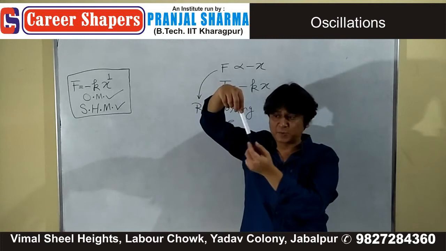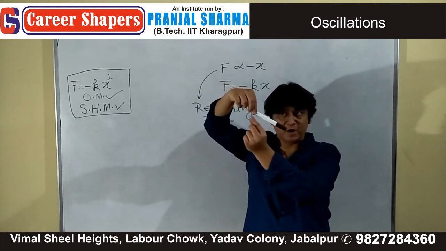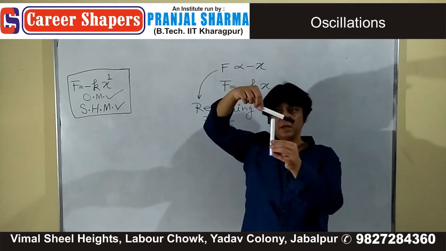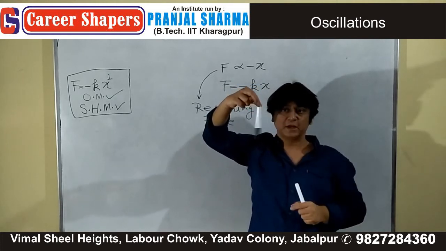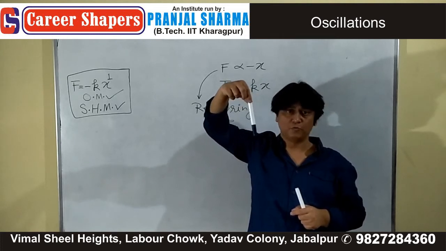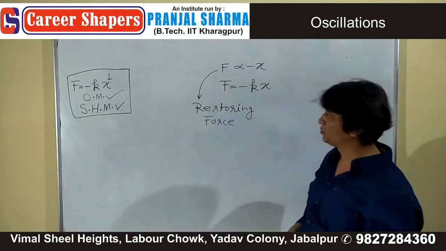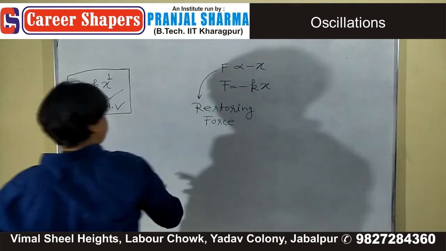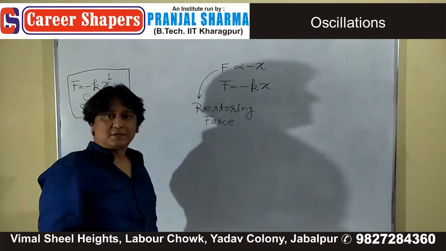The moment I displace it this side, mg, which is acting at the center of mass of the rod, produces a torque about this axis, and it comes like this. If I move the marker this side, it will move towards the mean position. What is the mean position? That position where you see no force or torque. So F is proportional to minus x.